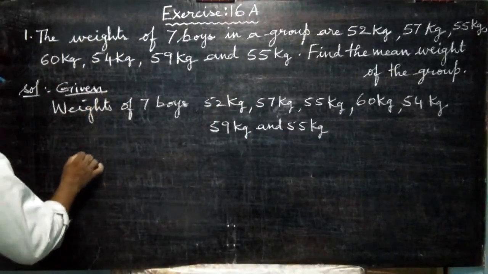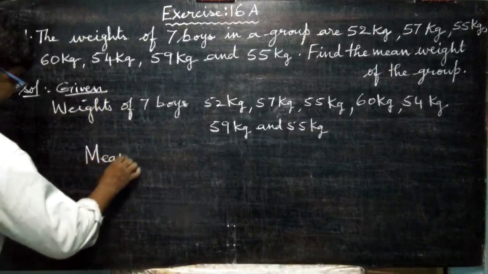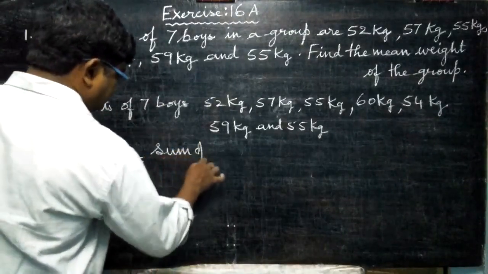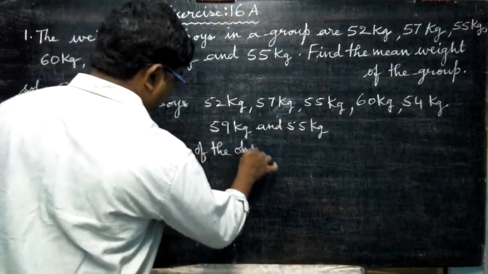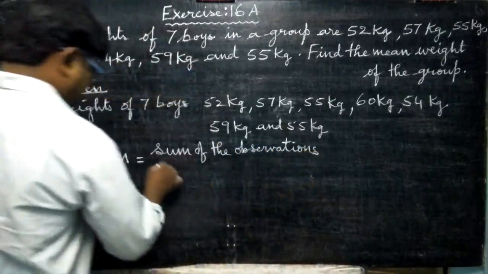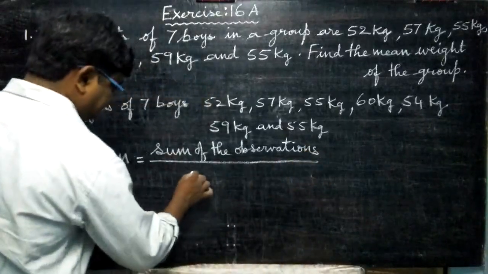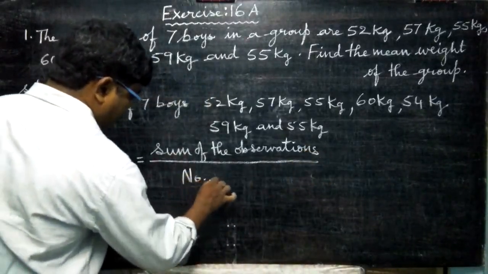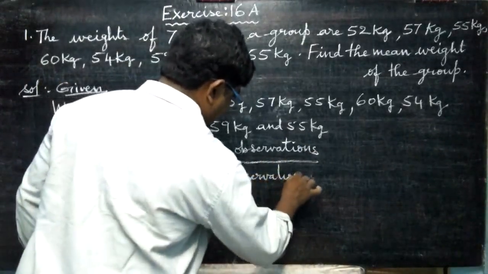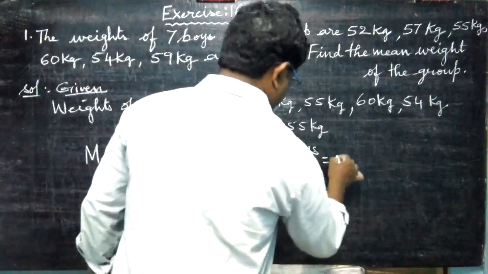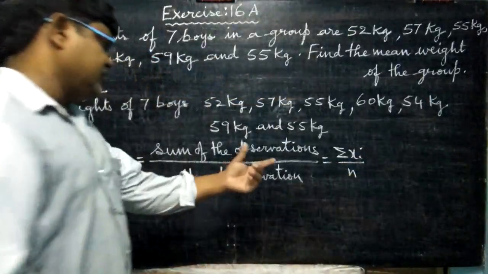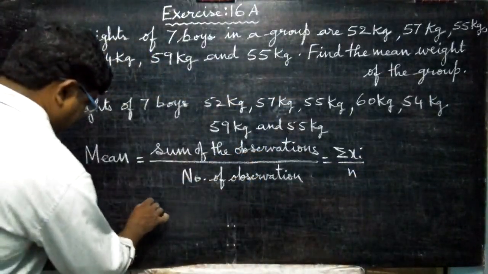Now they are asking to find the mean weight. So we know the formula for mean. What is the formula for mean? Sum of the observations by number of observations. In shortcut, I am also going to write sigma xi by n. Either this or that, in words or in symbol.